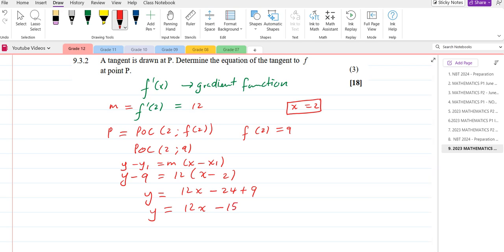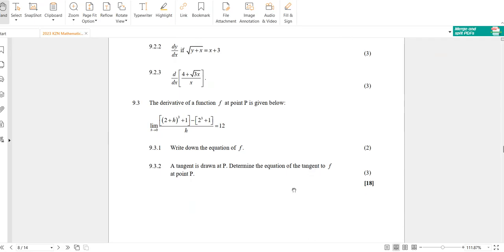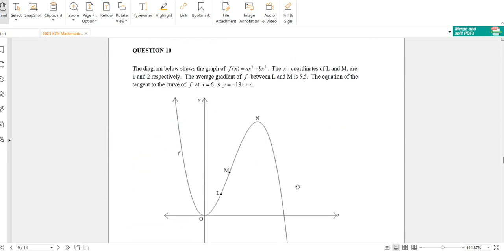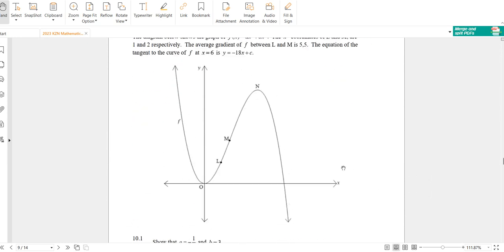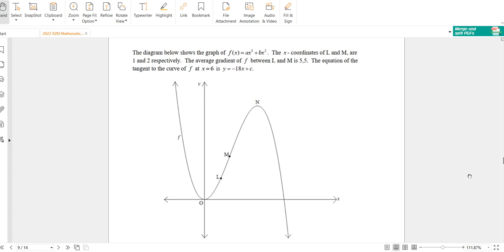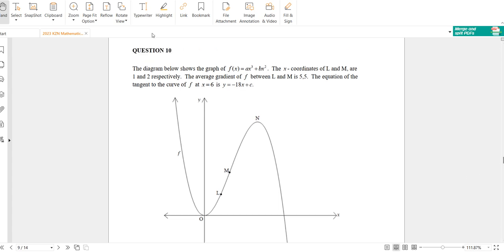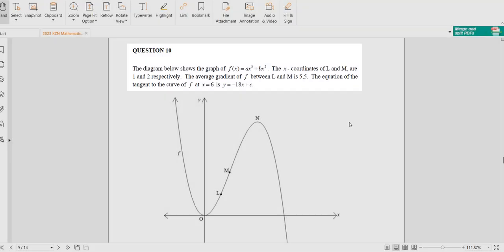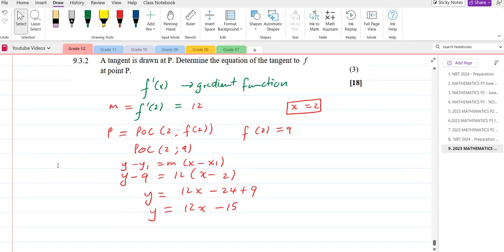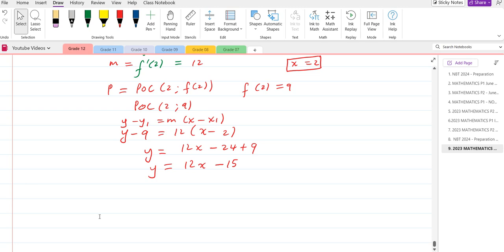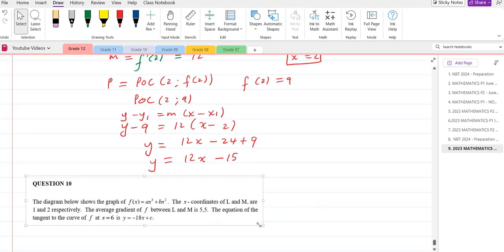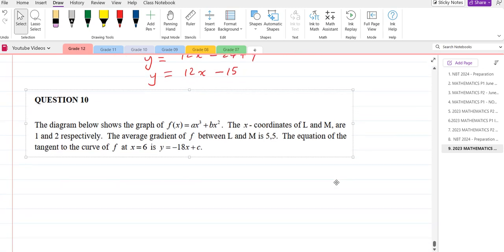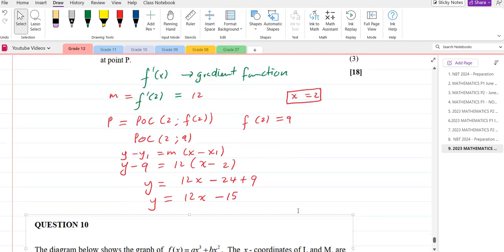I hope you guys are understanding. Right? Let's move on to the next question. Question 10. So that's the equation of the tangent line, right?